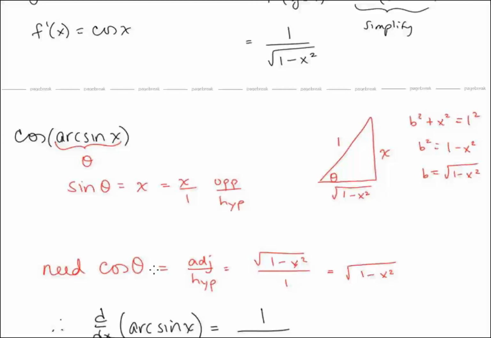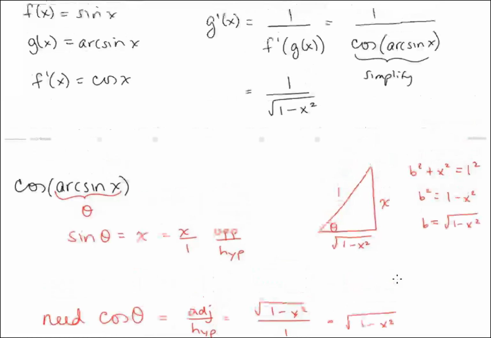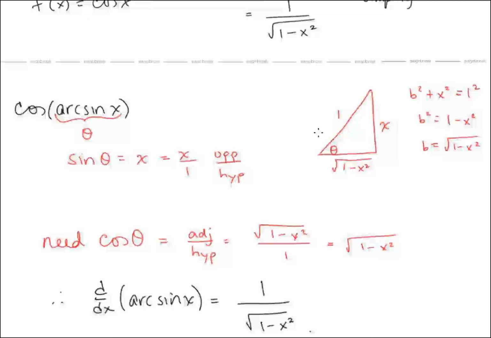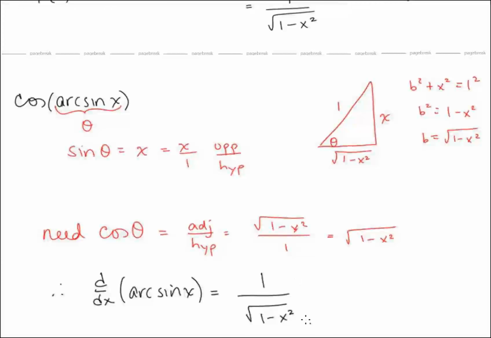Cosine of theta is going to be adjacent over hypotenuse, so that's radical 1 minus x squared over 1, or just radical 1 minus x squared. So this simplifies to 1 over radical 1 minus x squared. And so the derivative of arc sine x is 1 over radical 1 minus x squared.